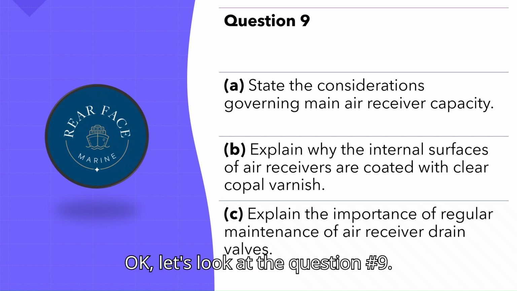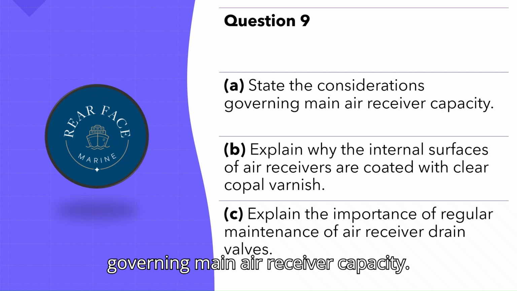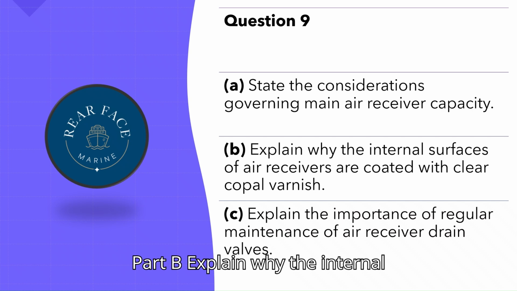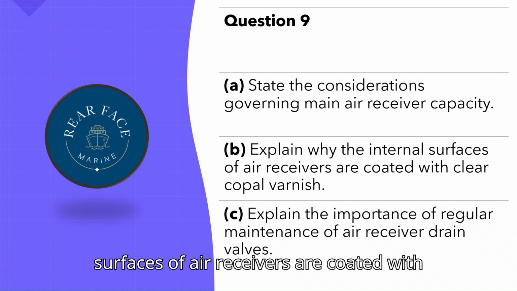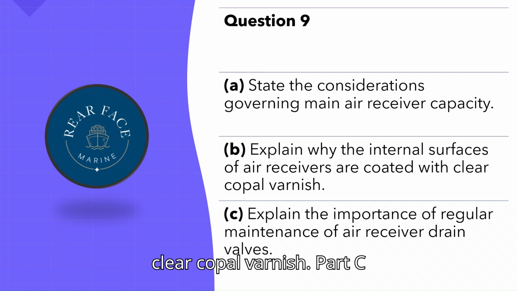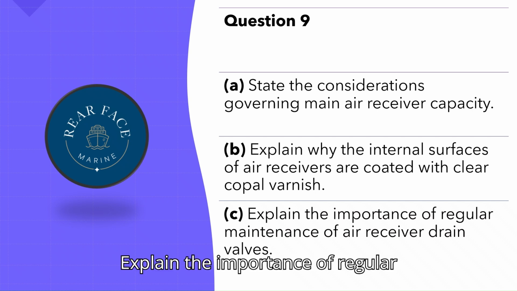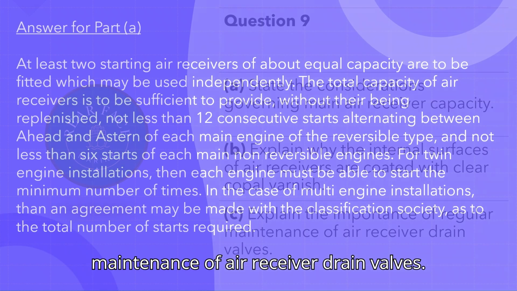Okay, let's look at question number 9. Part A. State the considerations governing main air receiver capacity. Part B. Explain why the internal surfaces of air receivers are coated with clear copal varnish. Part C. Explain the importance of regular maintenance of air receiver drain valves.